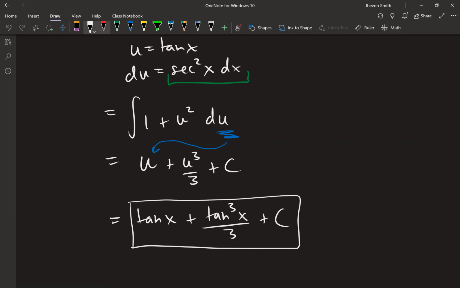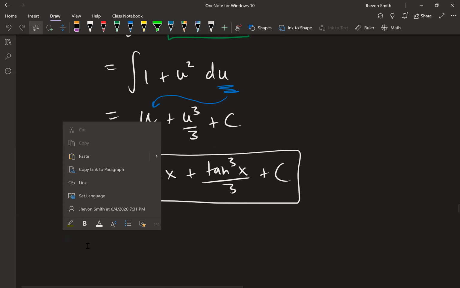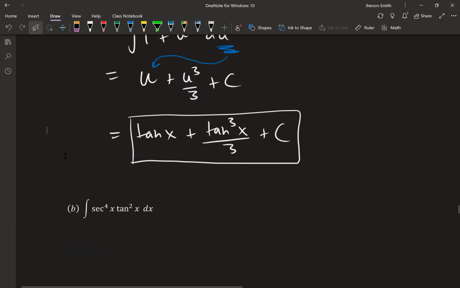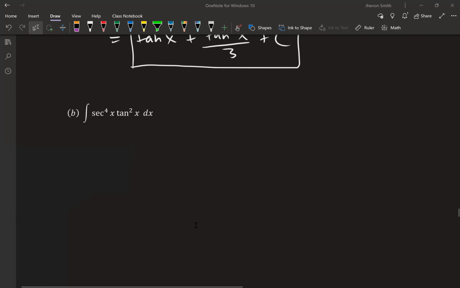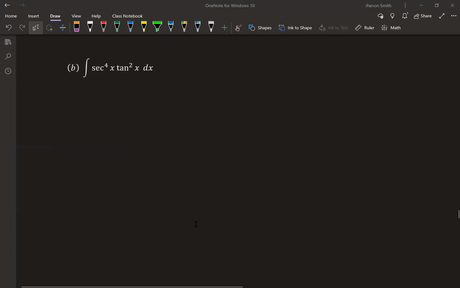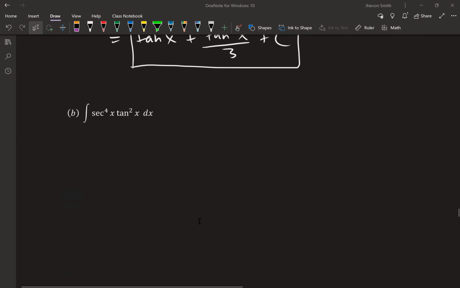Okay, so are we good? Hopefully we got that. All right, someone help me out with this one. Secant to the fourth times tangent squared. Give me some input quickly because I want to move on to the other cases, at least the other easier cases.